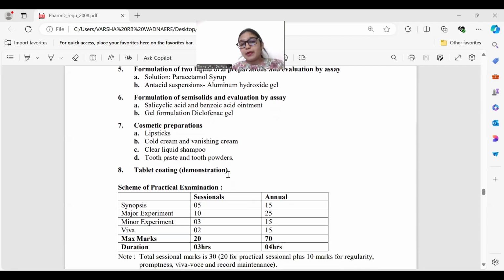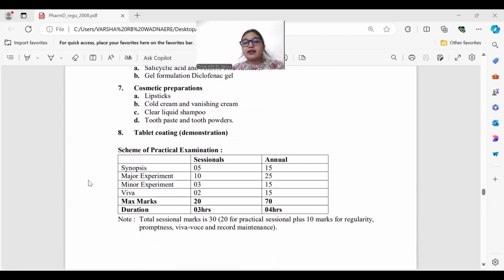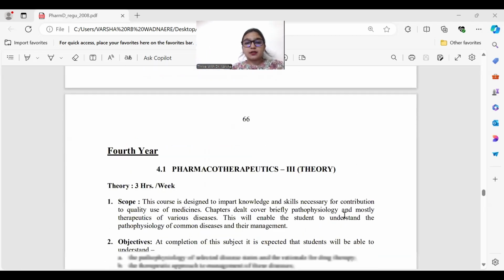And the last is tablet coating demonstration. How we will coat that tablet. Tablet coating is really important, because by our stomach acid and the fluids inside our body, the tablet might get dissolved and completely vanish before it reaches the original site or the site of action. So that's why tablet coating is done on any tablet. So you will learn that. And the practical examination scheme is the same as for every other subject.